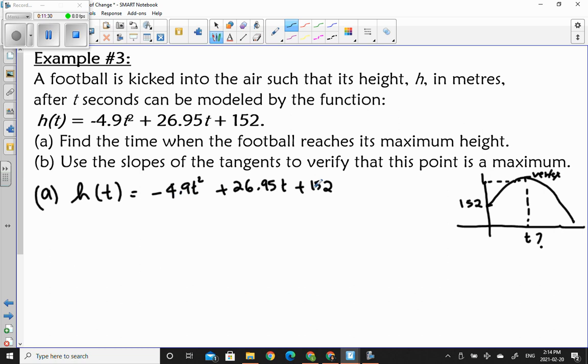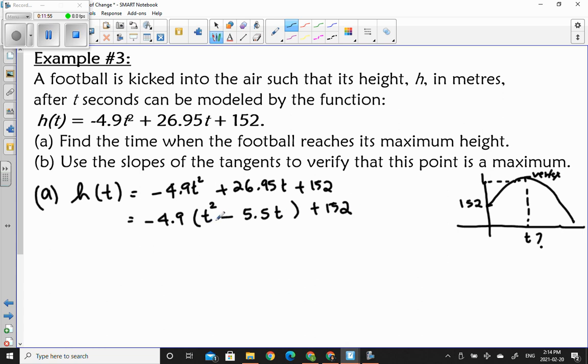This is given to us in standard form, so to convert it to the vertex form, we can just complete the square. So we factor out -4.9, and into brackets would go t squared. So you want to get a plus, so this should be minus. Divide 26.95 by 4.9, and we get 5.5t plus 152.